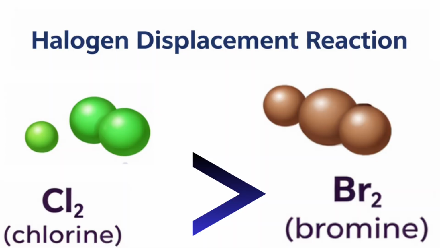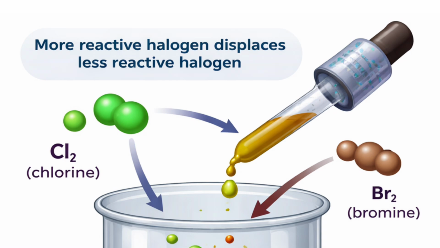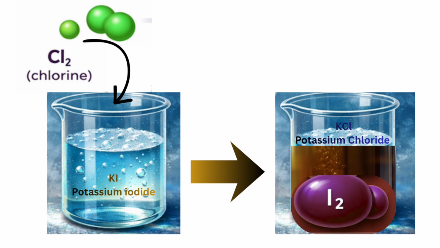This leads to something called a displacement reaction. A more reactive halogen can displace a less reactive halogen from a solution of its salt. For example, chlorine can displace iodine from potassium iodide solution because chlorine is more reactive.